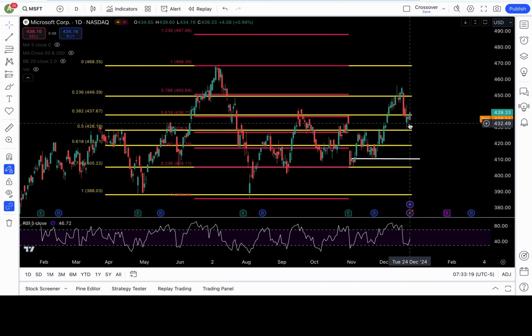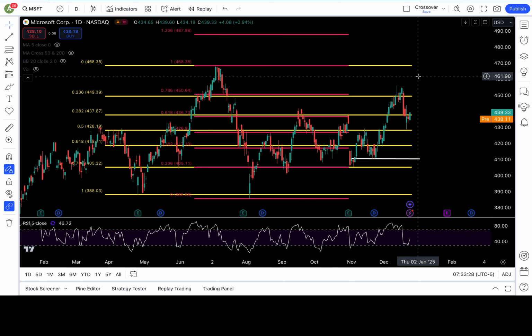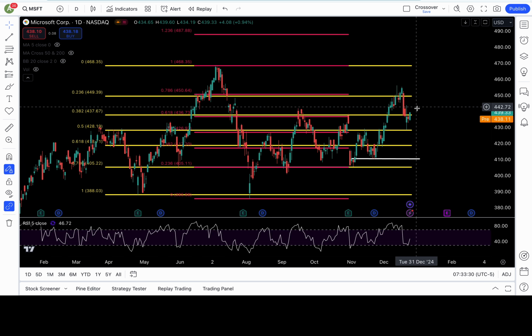Microsoft with a nice bounce. It recaptured that fib level at 437.6. Trying to gap up a little bit right now for bullish follow through. 440 must clear. If it does, we could definitely head up higher. 442, 443.5, 445, all the way back up to 448 would definitely be in play.